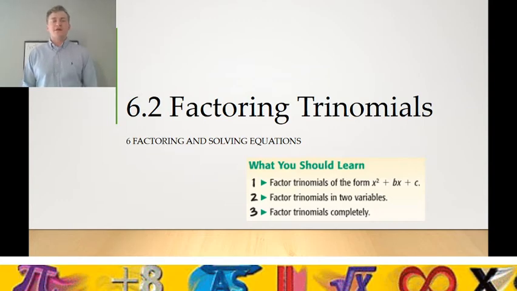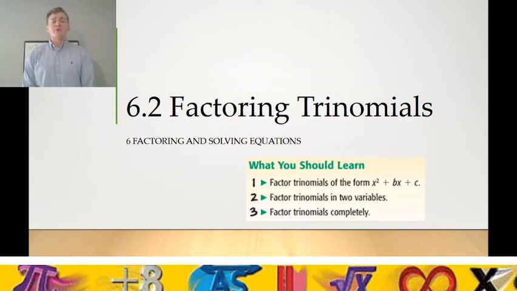Section 2, Factoring Trinomials. This comes out of our Chapter 6, Factoring and Solving Equations. Here we will look to factor trinomials of the form x squared plus bx plus c. Let's think about what this is telling us here. A trinomial has three terms: an x squared term, a variable term bx, and a constant term c. So our three terms, our trinomial.